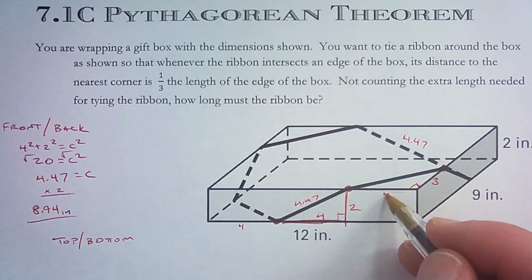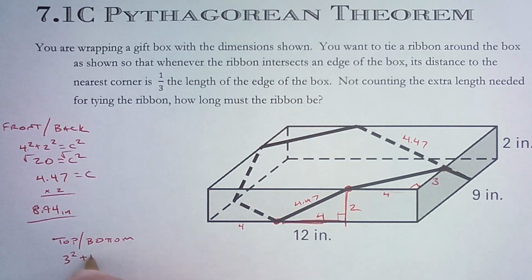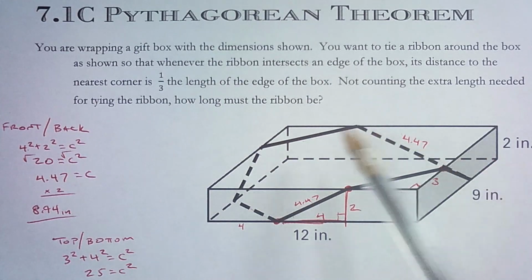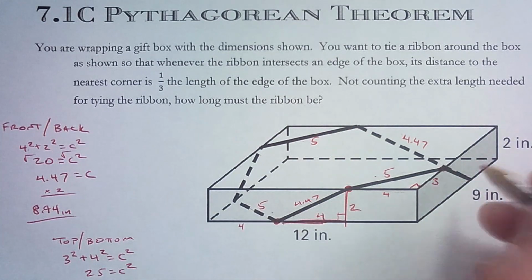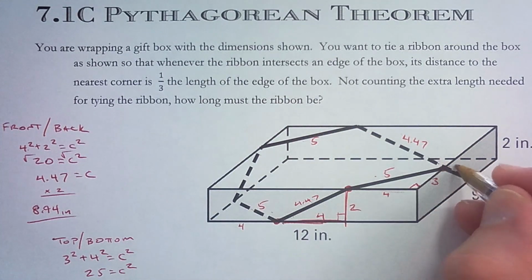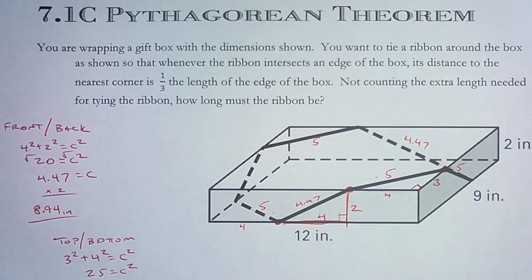Okay, so I have 3 squared plus 4 squared equals c squared. So that's 9 plus 16, that's 25. And the square root of 25 is 5. And there's 4 of those. 2 on the top, 2 on the bottom. So there's a 5 here, 5 here, 5 here, and then this dotted side right here is also 5. So there are 4 of those, and that's a total of 20 inches.